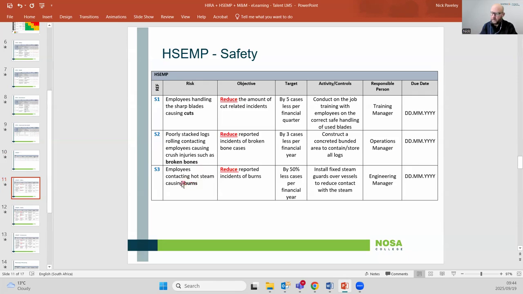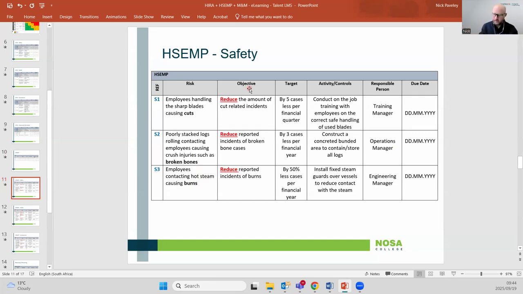And safety 3, employees contacting that hot steam resulting in burns. Okay, so same information from your hirer. Now we come to the objective. Now, this is the specified future condition in terms of what would we like to do about this risk.